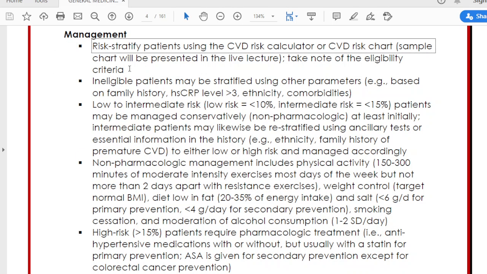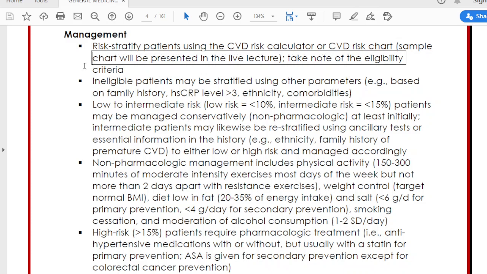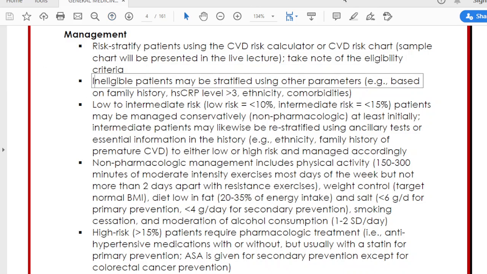Management. Risk stratify patients using the CVD risk calculator or CVD risk chart, sample. Chart will be presented in the live lecture. Take note of the eligibility criteria. Ineligible patients may be stratified using other parameters, for example based on family history, HSCRP level greater than 3, ethnicity, comorbidities. Low to intermediate risk, where low risk equals less than 10% and intermediate risk equals less than 15%, patients may be managed conservatively, non-pharmacologic, at least initially.